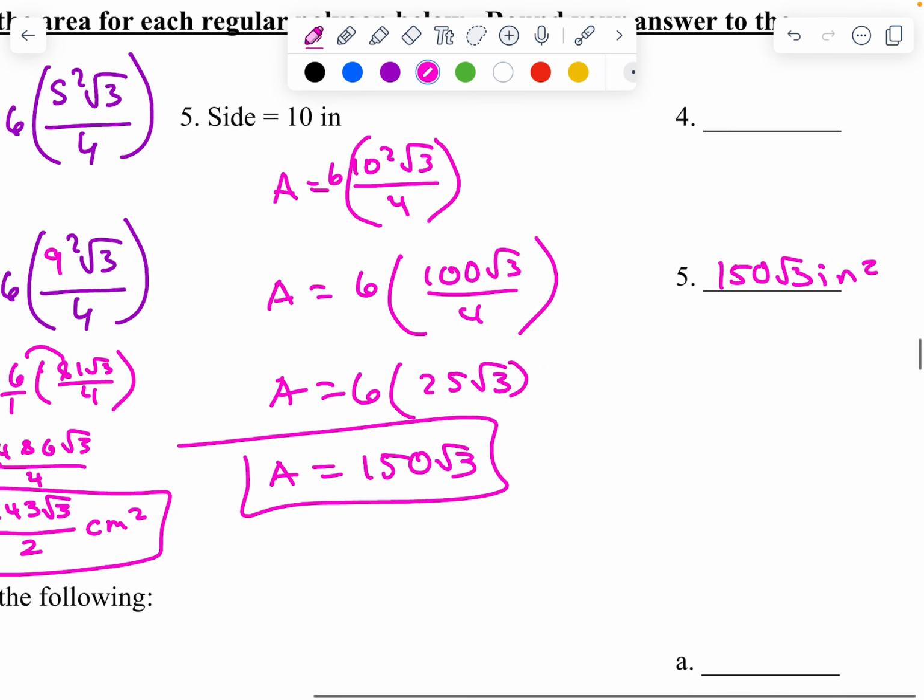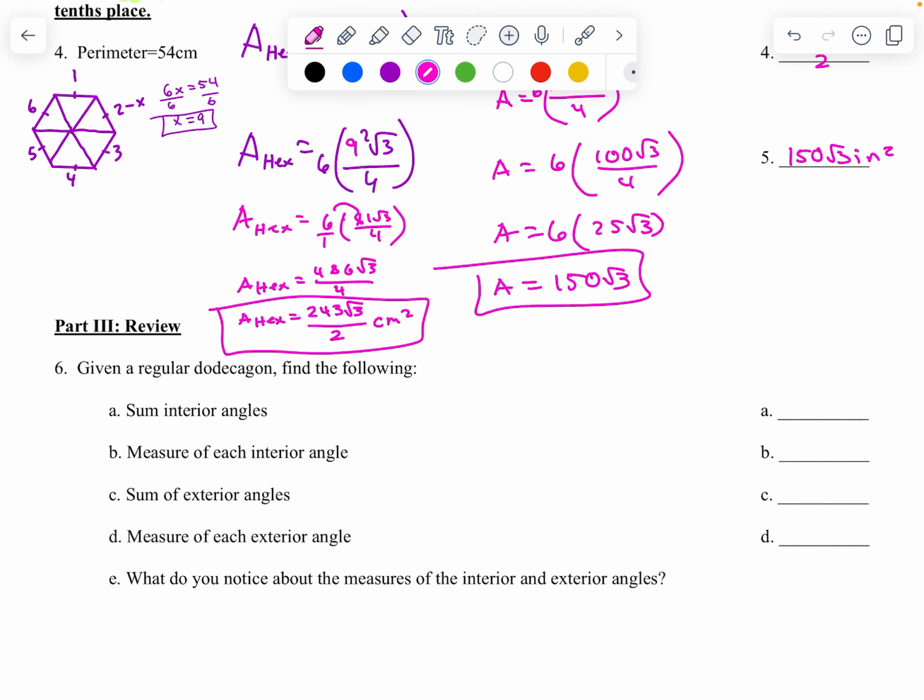And remember, number 4 was 243 root 3 over 2 centimeters squared. And that's it, right? So when you have the side length, this becomes a pretty fast process. But let's keep going. Given a regular dodecagon, and a dodecagon has 12 sides, right? Find the following. Sum of interior angles, measure of each interior angle, sum of exterior angles, measure of each exterior angle, and what do you notice about the measures of the interior angles?